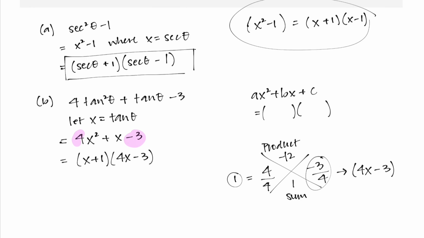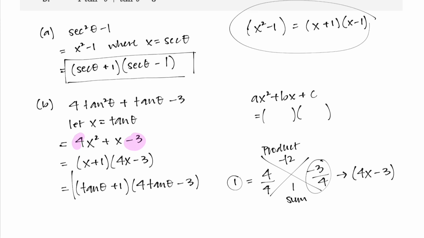But again, the x is actually a placeholder. It stands for tangent theta. So the last step we would have to do is bring back the tangent of theta into the problem. So our answer becomes tangent theta plus 1 times 4 times tangent theta minus 3. And once we have that written out and boxed up, we can call it a day because we finished the problem.